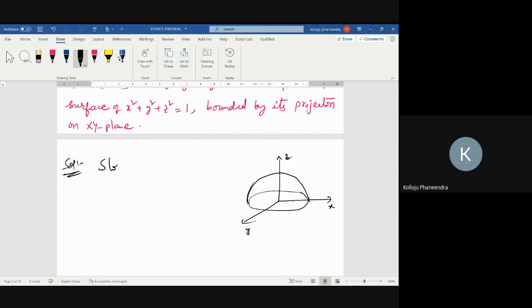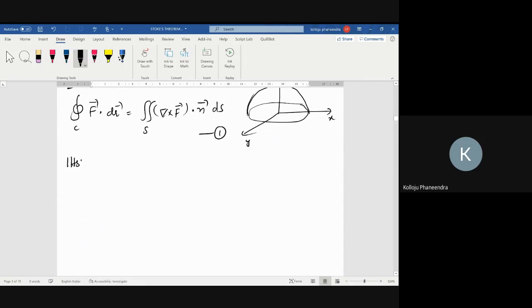First, Stokes theorem gives, let me define Stokes theorem. The circulation over C of f bar dot dr bar is equal to the double integral over S of del cross f bar dot n bar dS. Take this as 1. First, let me take the left side, the LHS part. What is this? Evaluation of the line integral f bar dot dr bar.